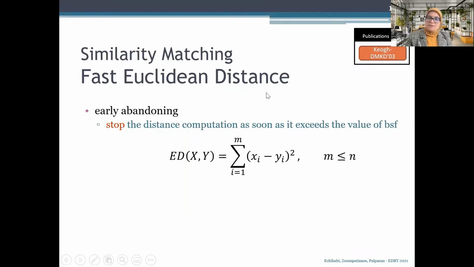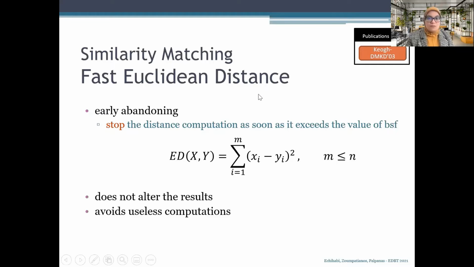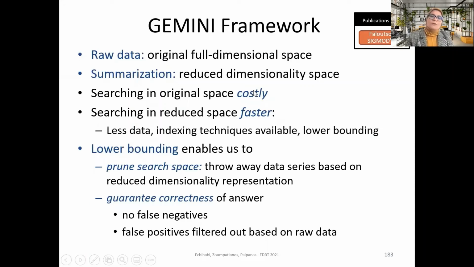Another technique that can be implemented is called early abandoning. It basically stops the distance computation as soon as it exceeds the BSF. Again, this does not alter the result and it avoids useless computations. One way of reducing the I/O cost of the query answering process is by building indexes. Most of the indexes in the data series literature are based on a framework called the Gemini framework. In this framework, the raw data, which is in a high dimensional space, is represented in a low dimensional space, and search is performed in the low dimensional space because it is less costly.